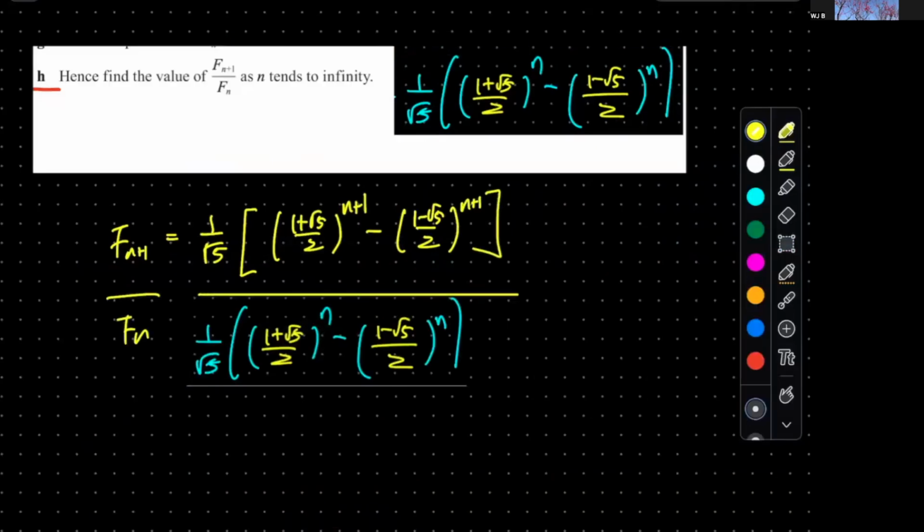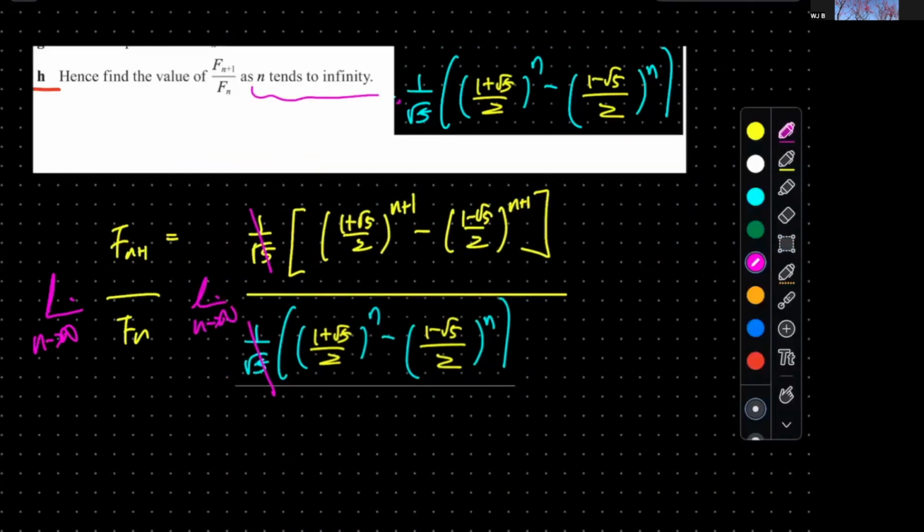And who cancels out? 1 over root 5 cancels out. And here's the thing. I'm sending n to infinity. In that case, between the first term and the second term, who goes to 0 is my question. Term number 1, term number 2, who will converge to 0 as n gets large? That you guys, you got to tell me.